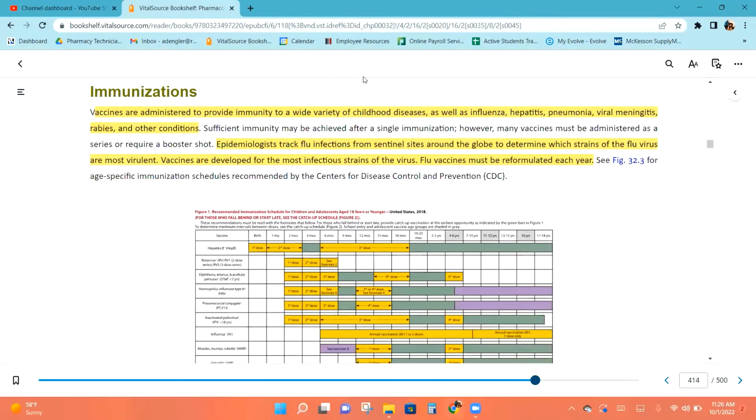Vaccines are administered to provide immunity to a wide variety of childhood diseases, as well as influenza, hepatitis, pneumonia, viral meningitis, rabies, and other conditions.